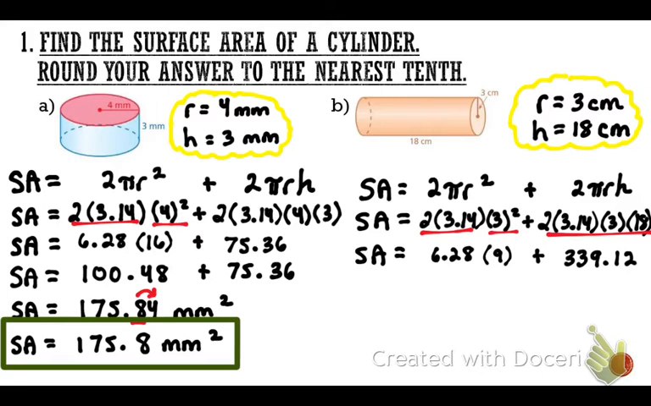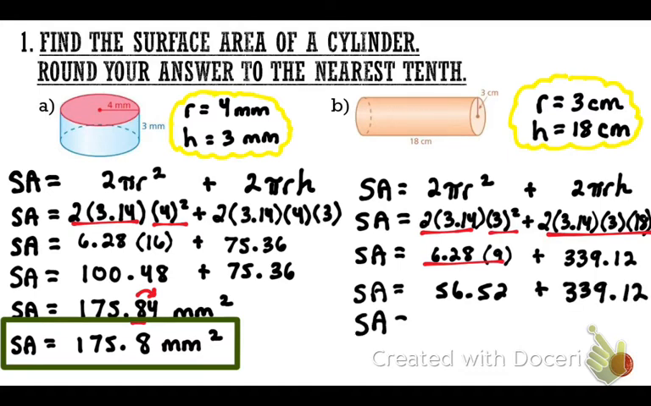Remember, all you did there is you multiplied 2 times 3.14 times 3 times 18. Now we've got to multiply those two together. When you multiply them together, you should have had 56.52. Remember, that's going to be the top and the bottom of our cylinders, the bases. Then we're adding together 339.12.